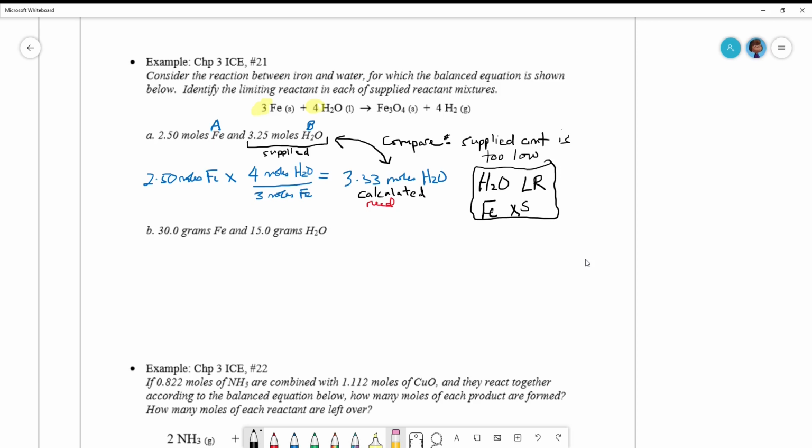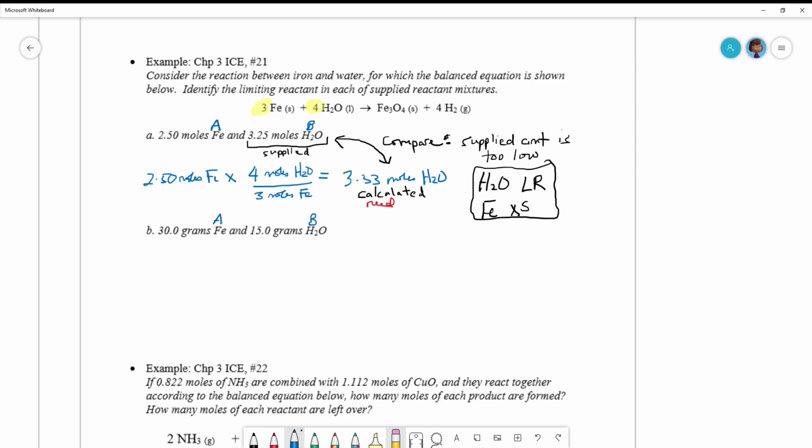Okay, that wasn't so bad. Let's do the next one. In the next mixture, we have mixture B right here, 30 grams of iron mixed with 15 grams of water. So as before, let's make iron A and water B.